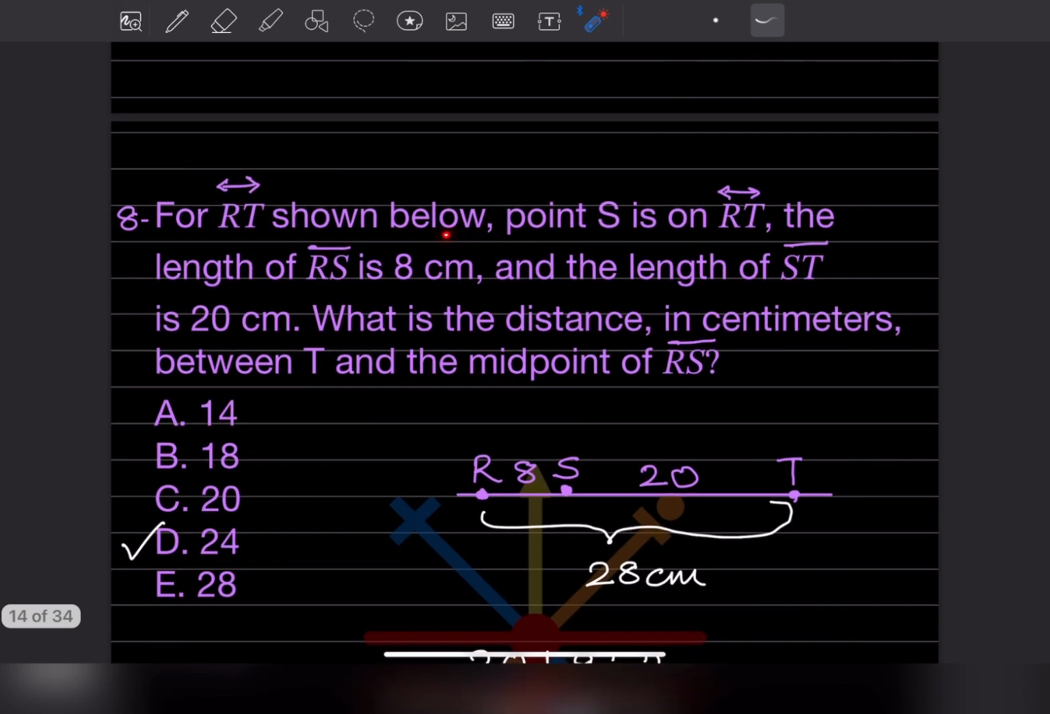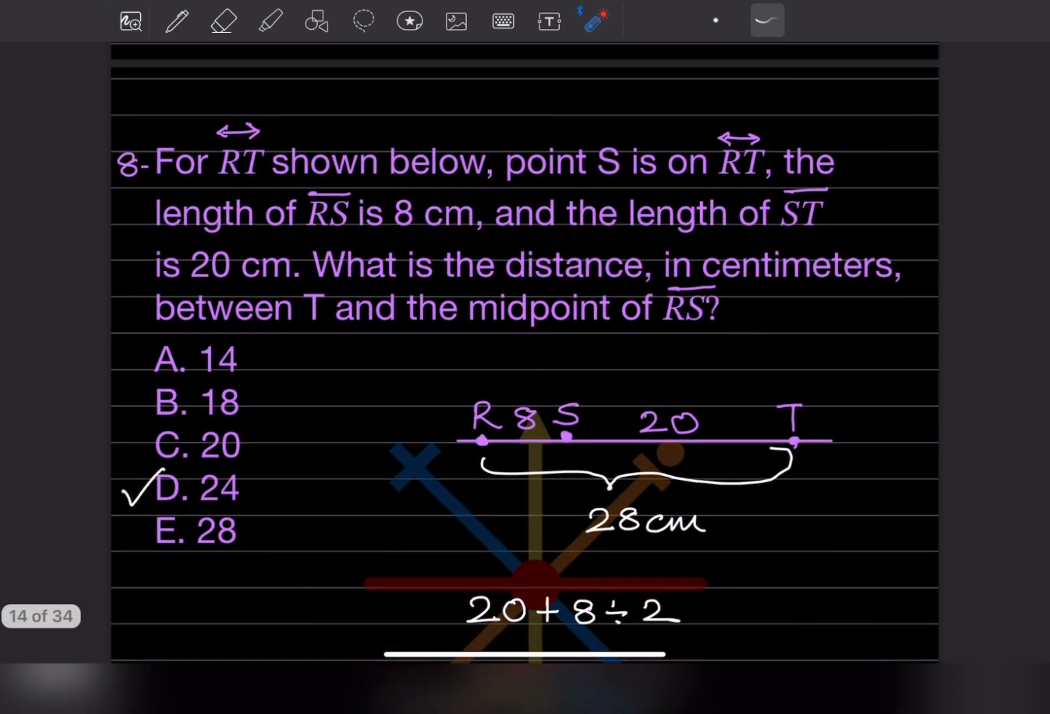For RT shown below, point S is on RT. The length of RS is 8 centimeter and the length of ST is 20 centimeter. What is the distance in centimeter between T and the midpoint of RS? Now, we will see one by one. So the RT is given over here. They have given RS as 8 centimeter, and the length of ST is given as 20 centimeter. So what is the distance in centimeter between T and the midpoint of RS?